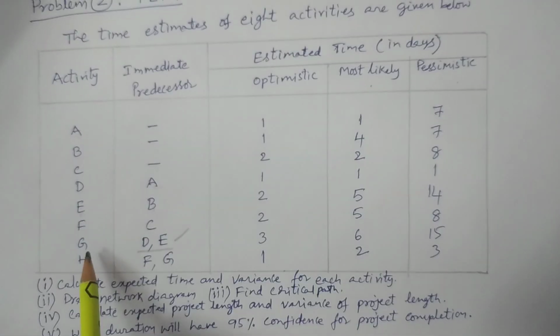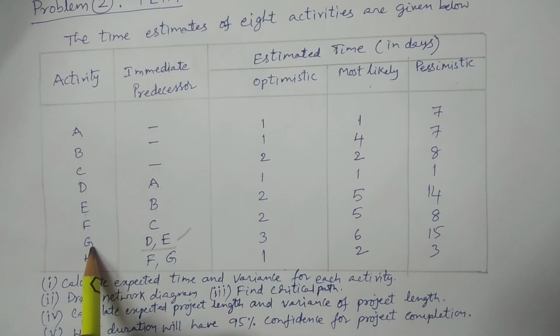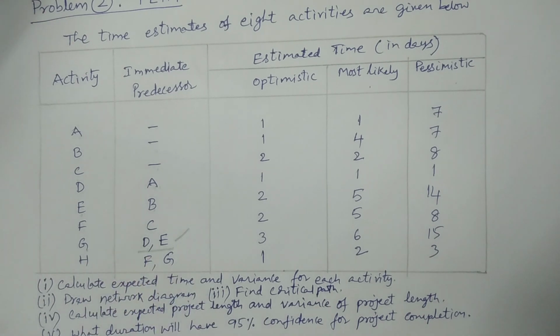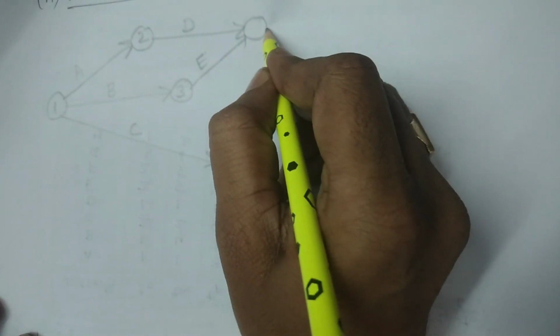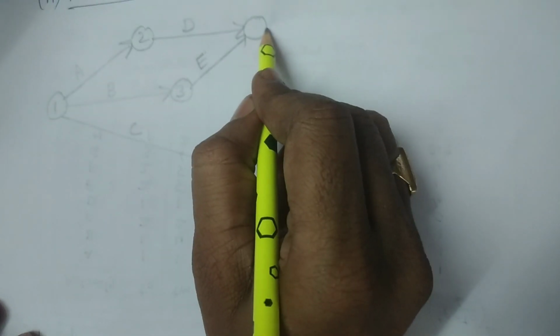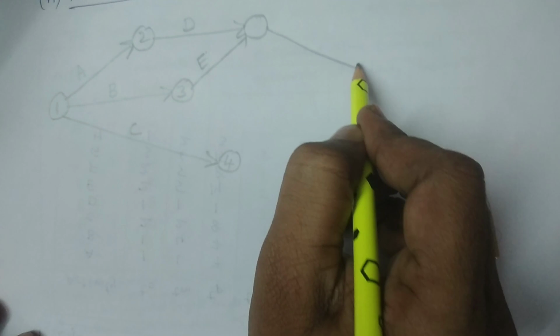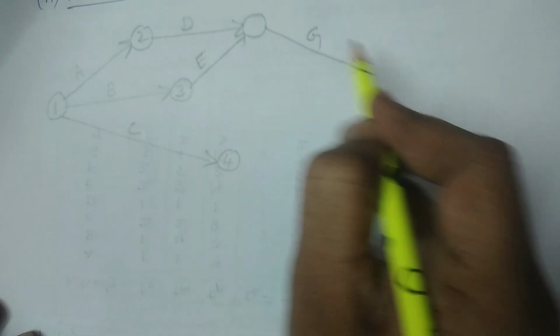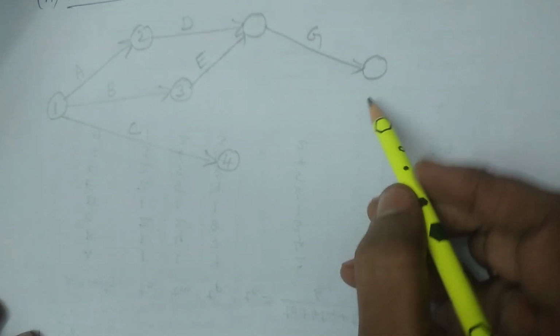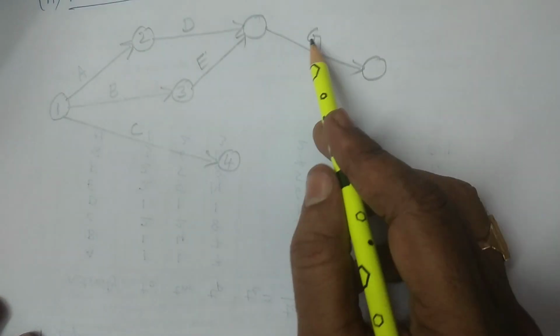This is the activity E, and after D and E, you can easily observe that the activity G is going to be started. That is, for G, the predecessor activities are D and E. D and E are finished, and then I am drawing the activity G like this. Okay, this is the activity I'm considering as G.